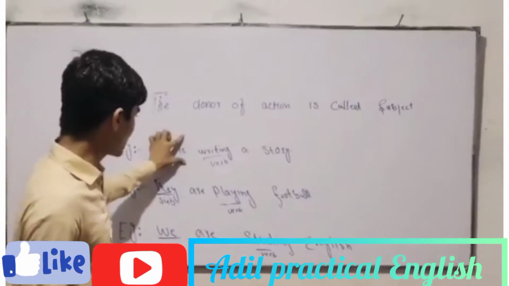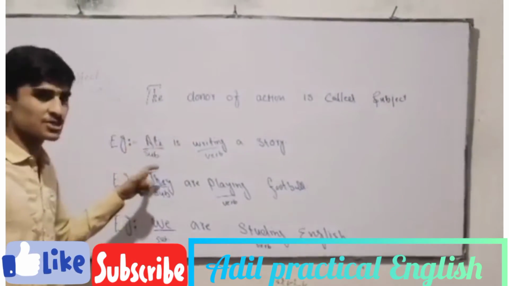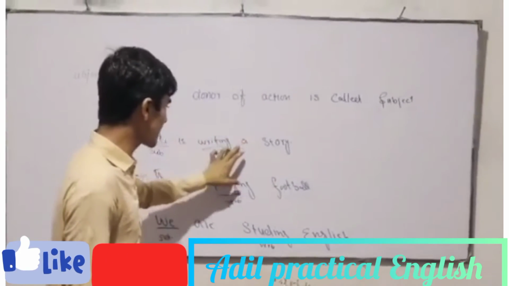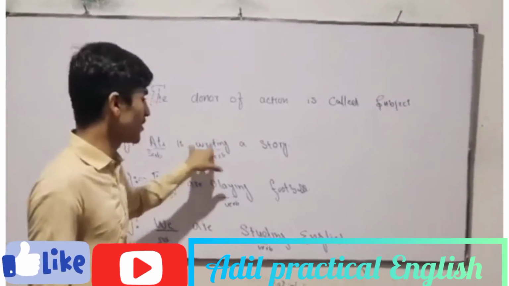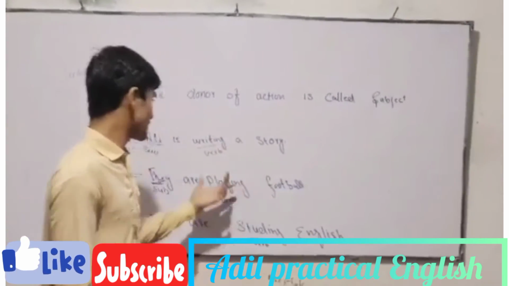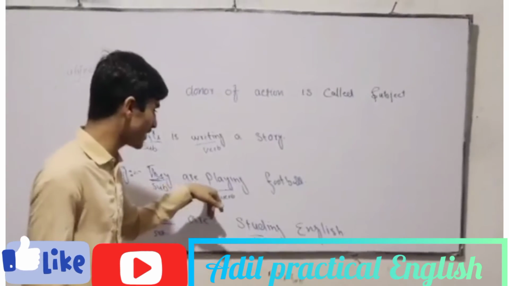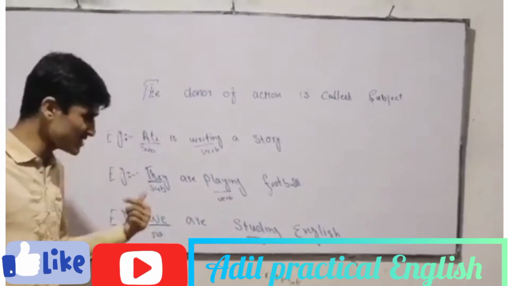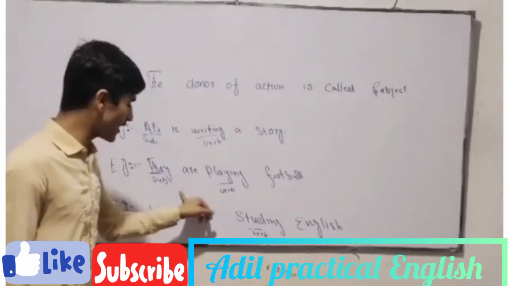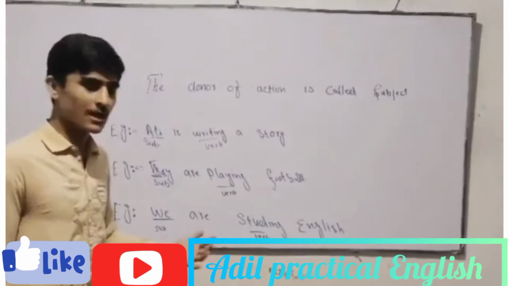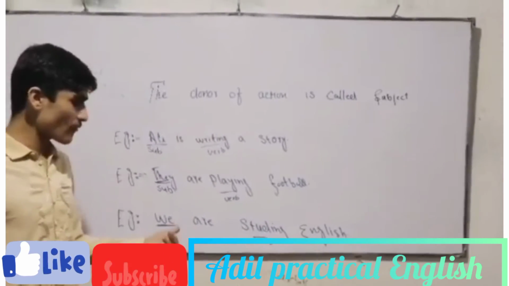There is a helping verb in present continuous tense, and the main verb is written in the ing form. So the subject, the helping verb, and playing, the ing form of the verb. We is the subject, are is the helping verb, and studying is the verb.